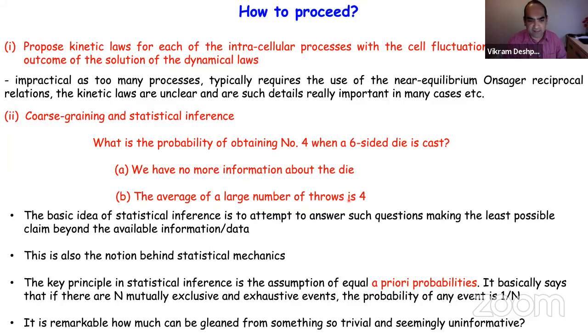And this is the basic idea behind statistical mechanics as well. And the key principle, on the face of it a trivial assumption, is the principle of equal a priori probabilities, which basically says nothing in my opinion, but it gives us so much information at the end of it. It says that if there are n mutually exclusive and exhaustive events, then the probability of any of those events is 1 over n. Now, on the face of it, this sounds as if it is telling you nothing, but actually huge amounts of information can be gleaned from this kind of statement. And that's what we will use.